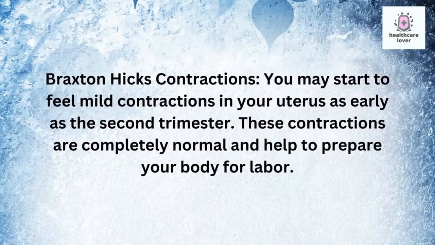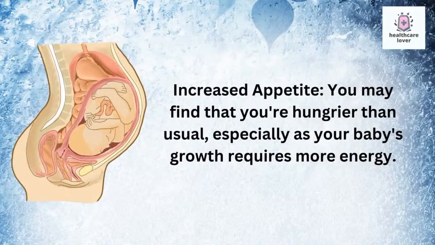You may start to feel mild contractions in your uterus as early as the second trimester. These contractions are completely normal and help to prepare your body for labor. Increased appetite. You may find that you're hungrier than usual, especially as your baby's growth requires more energy.